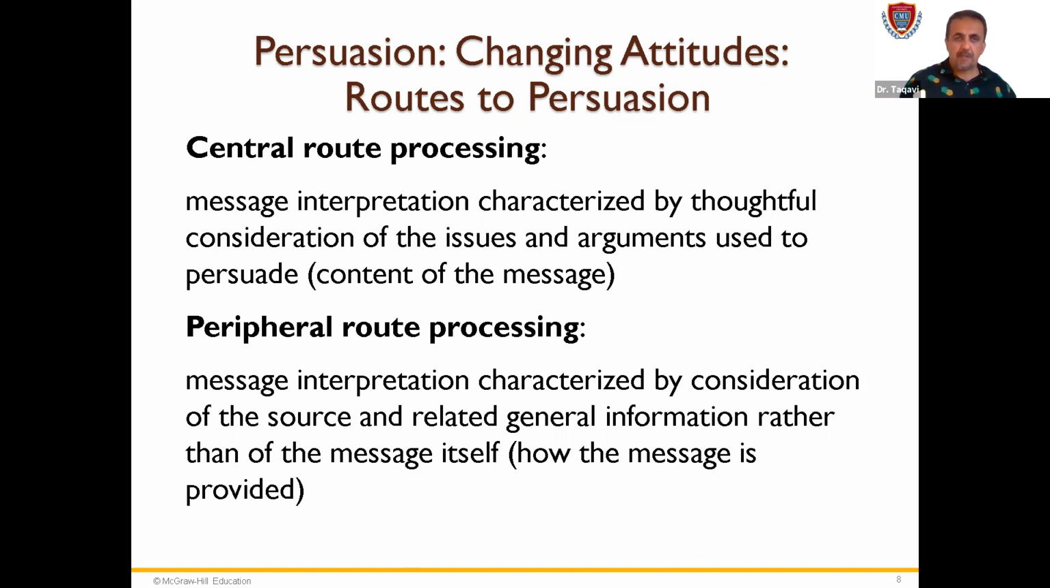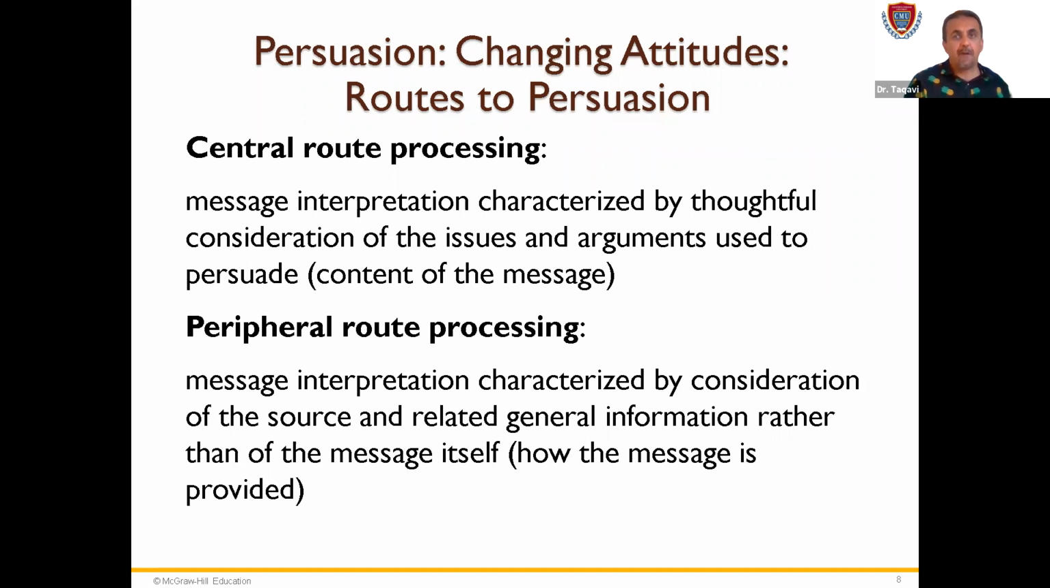In central route processing, message interpretation is characterized by a thoughtful consideration of the issues and arguments used to persuade, the content of the message. In central route processing, we are processing the content of the message. We are processing the central parts of the message. We are not talking about how we are sending the message, how we are delivering the message, how we are receiving the message. We are talking about the central part of the message. What is the message about? What is the content of the message?